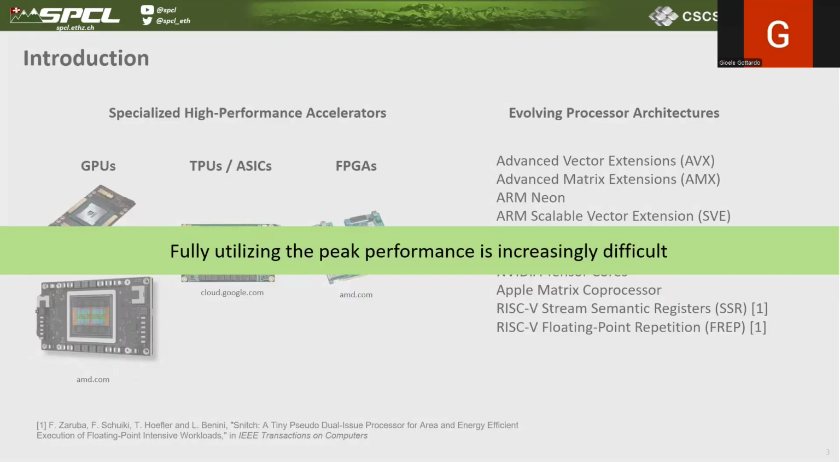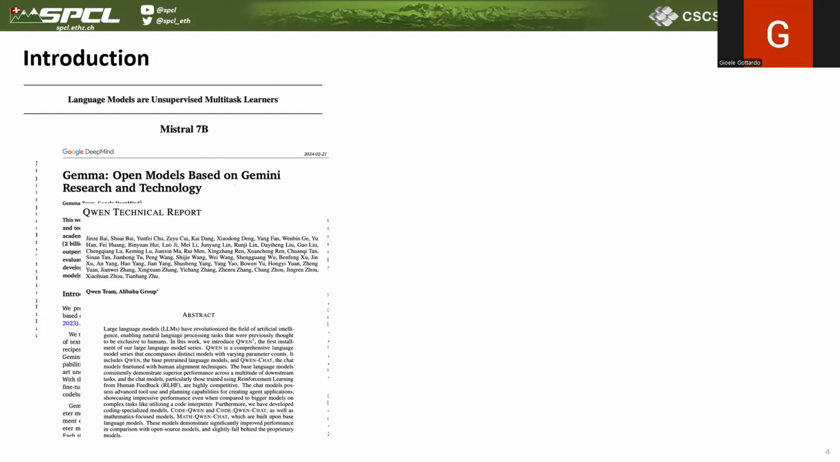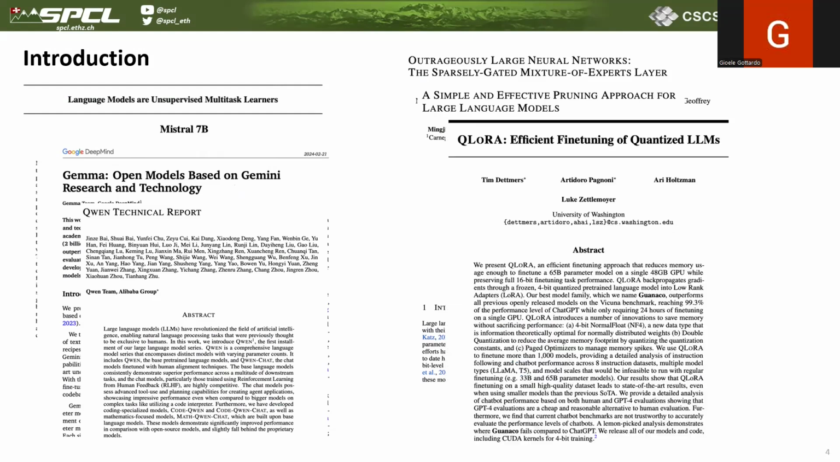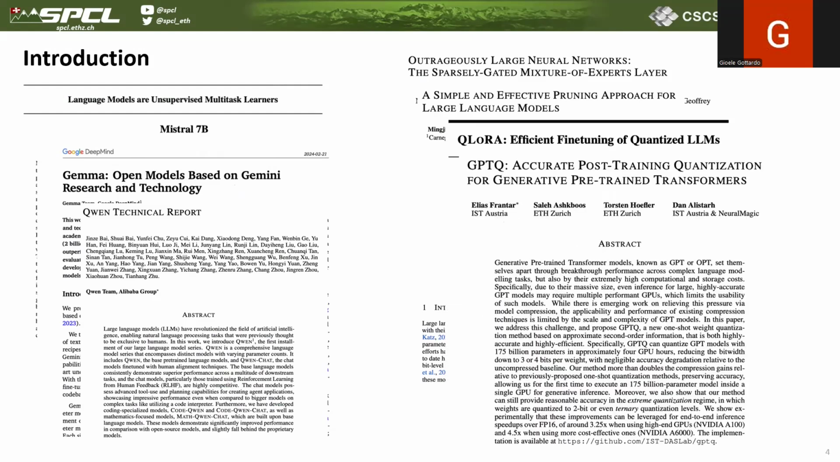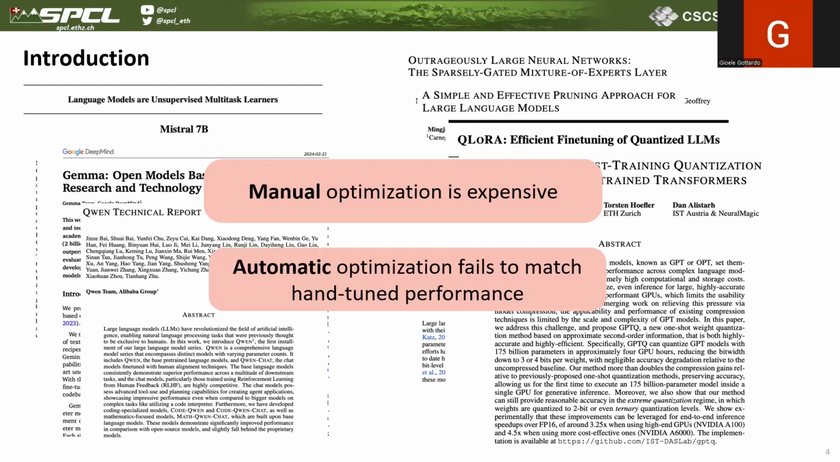Fully utilizing the peak performance of these varied and specialized systems is becoming increasingly difficult. On top of that, this problem is amplified for machine learning because of the growing number of new models and new kernels with new techniques like sparsity and quantization. And the problem is that manual optimization is very expensive. It demands significant man hours just to acquire the necessary architectural expertise. And existing automatic optimization frameworks still fail to match the performance of hand-tuned libraries.